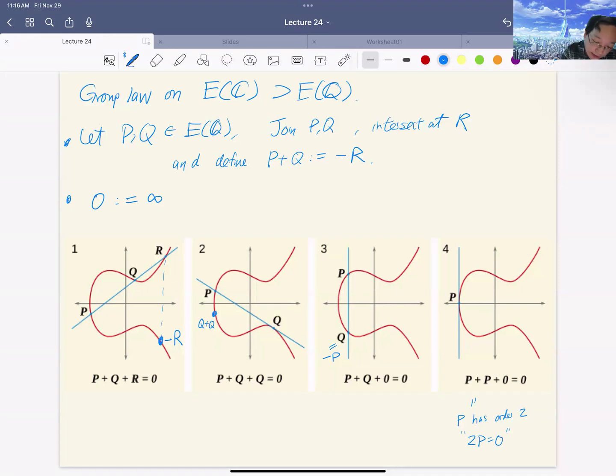So you can actually see that in general, 2P is 0 if and only if the y coordinate is 0, because at y coordinate equals 0, you must have a vertical tangent. So P plus P is the vertical tangent. So it has no intersection. So the answer is infinity, which is 0.